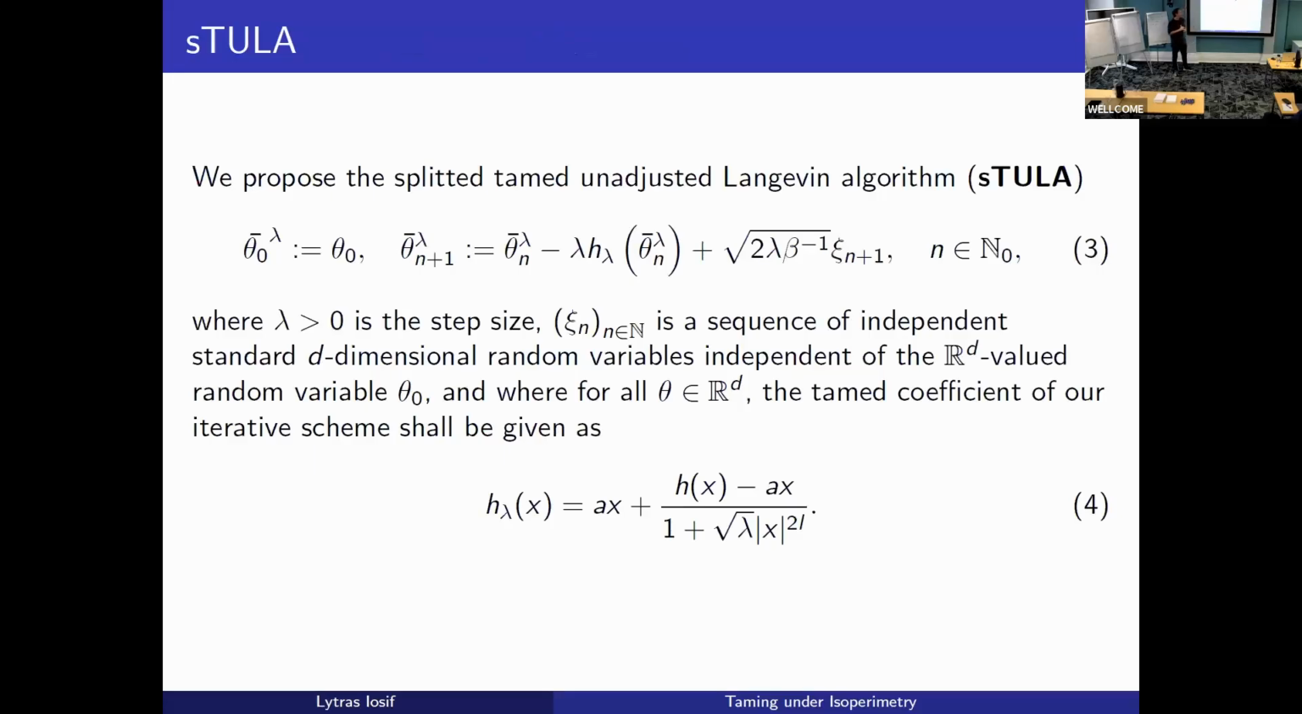So we propose a new scheme that has some different elements that play a role here. Instead of directly taming the drift coefficient, we first split it with the linear part that has to do with the dissipativity terms, and then tame this part. This will enable us to get the dissipativity condition now for the drift coefficient.